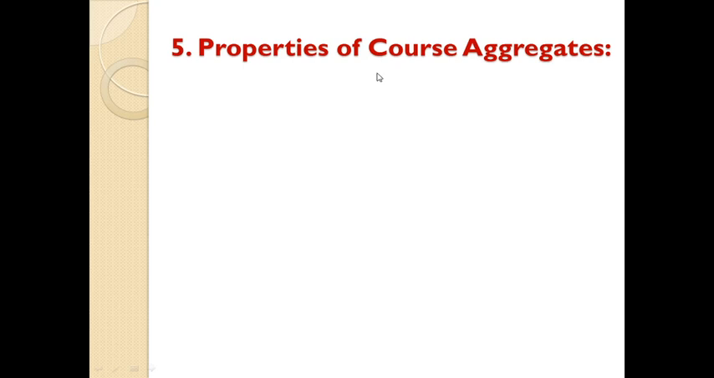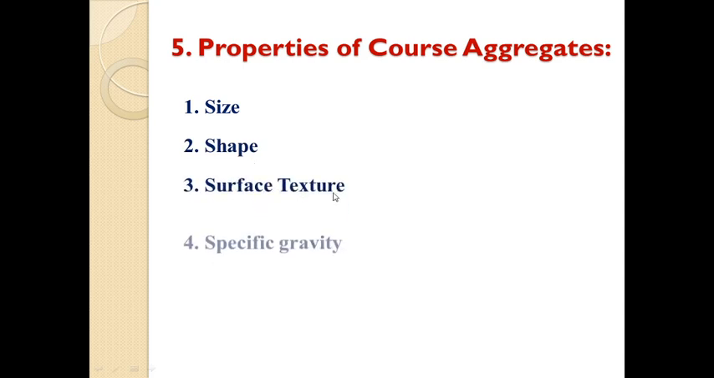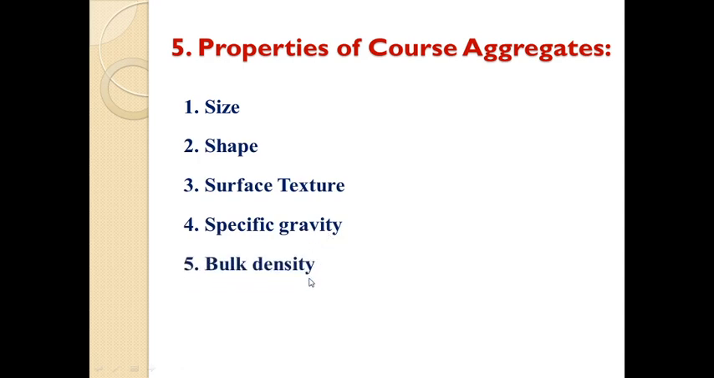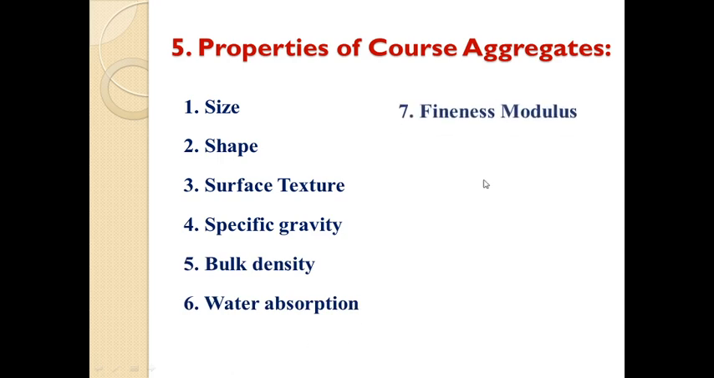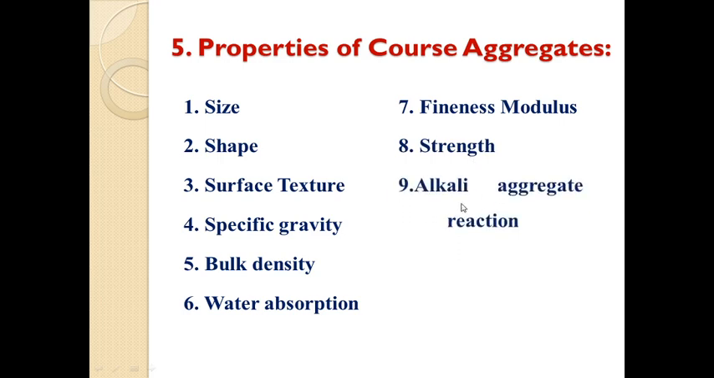So, what are those properties? Let us see. First is size, second is shape, third is surface texture, fourth is specific gravity, fifth is bulk density, sixth is water absorption, seventh is fineness modulus, eighth is strength, and lastly alkali aggregate reaction. So these are the properties of coarse aggregate.